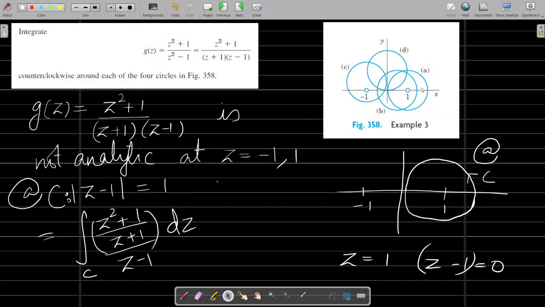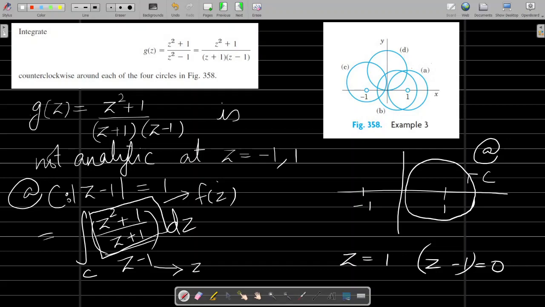Now here, the point where the function is not analytic is the point z equal to 1, or equivalently the term is z minus 1 equal to 0. So I'm going to keep z minus 1 in the denominator, and all the rest of these terms I'll be taking to the numerator. So z minus 1 I've kept in the denominator, and z square plus 1 by z plus 1 I've taken to the numerator. The term in the numerator is your f of z.